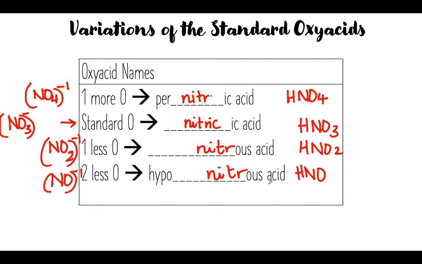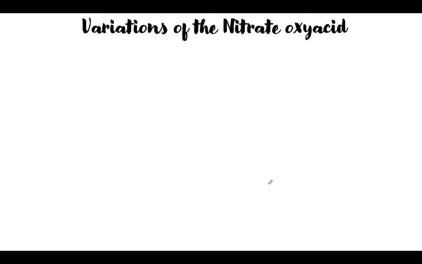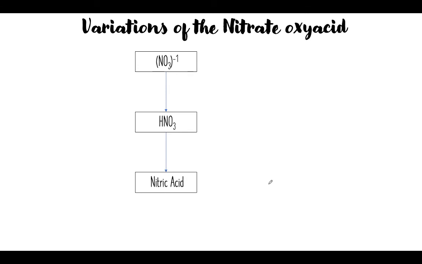Okay, so I'm hoping that you have finished your chart in your notes. Let's look at what the variations of nitrate would be. This is the one that we did earlier: our nitrate ion, NO3 with a charge of -1, when it becomes an acid, becomes HNO3, and this acid is called nitric acid.